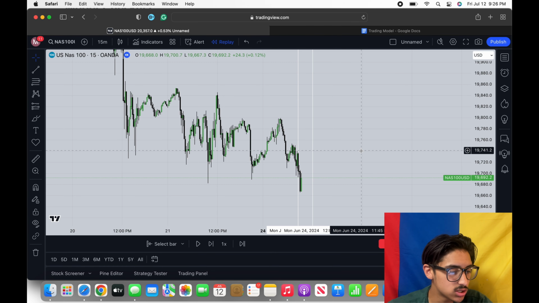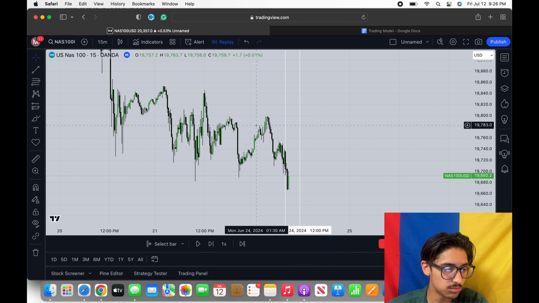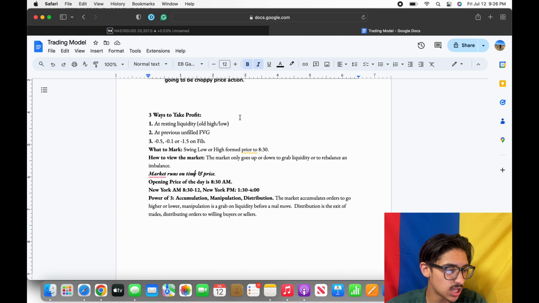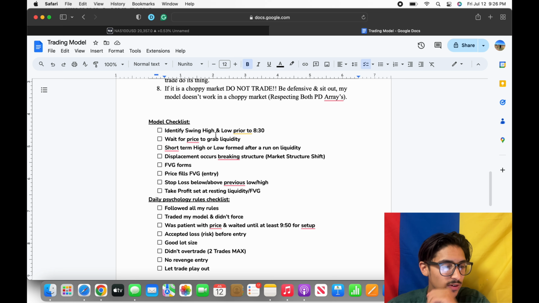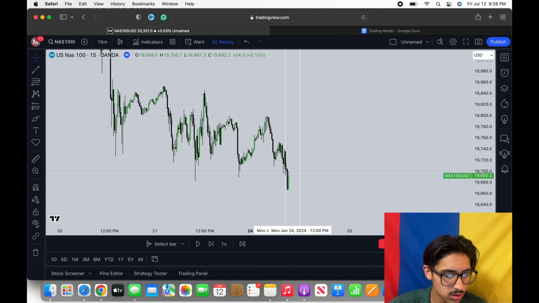So now going into the charts, looking at a previous example, we're just doing a market replay. This is Monday, June 24th, so this was a couple weeks ago, almost a month ago now. What do we do? We're going to go step by step. First thing, identify swing high and low prior to 8:30.